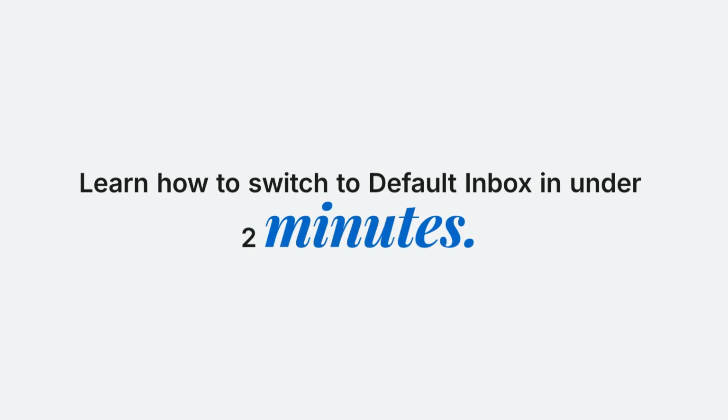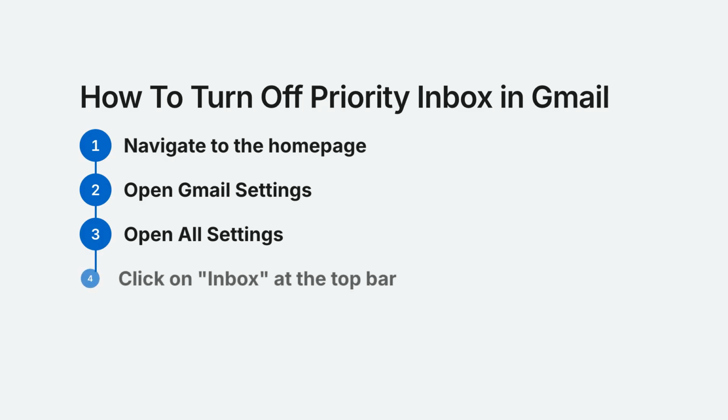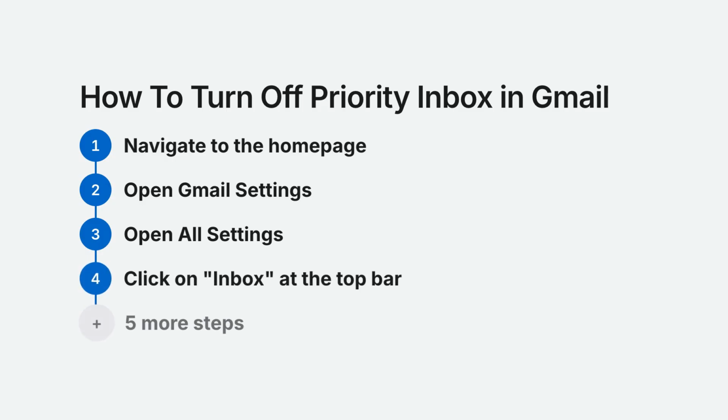Are you tired of missing important emails because Gmail's priority inbox hides them? Learn how to switch to default inbox in under 2 minutes. First, we'll open Gmail settings. Then, we'll navigate to the Inbox tab and change the inbox type to default. Finally, save your changes.